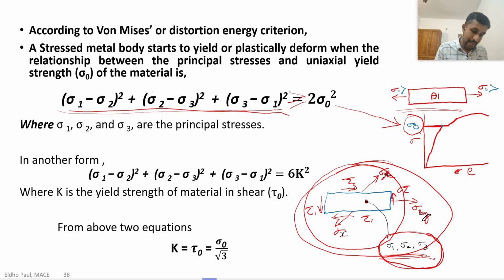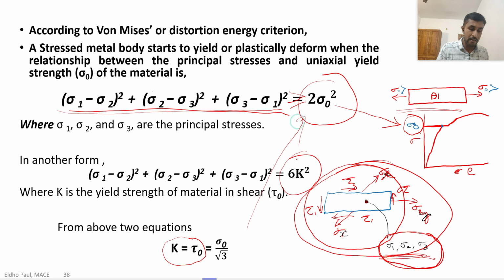Here, instead of 2 sigma 0 square, we can give 6 k square, where k is equal to tau 0, that is equal to sigma 0 by root 3. So we can develop this equation also, 2 sigma 0 square. But this k is equal to tau 0.